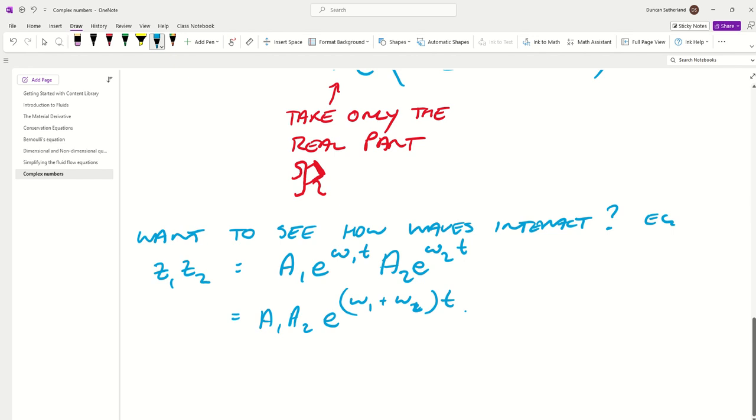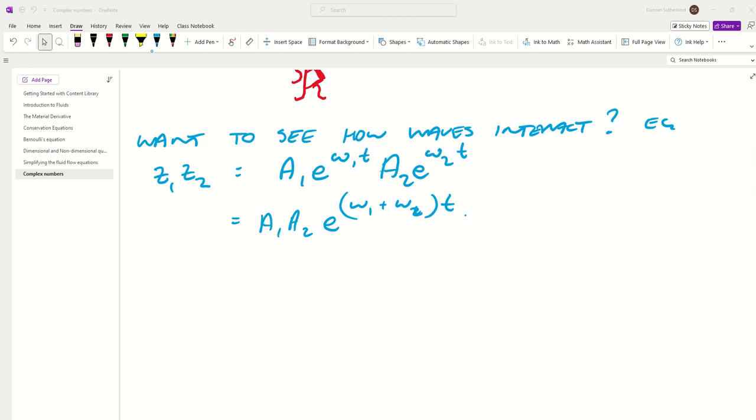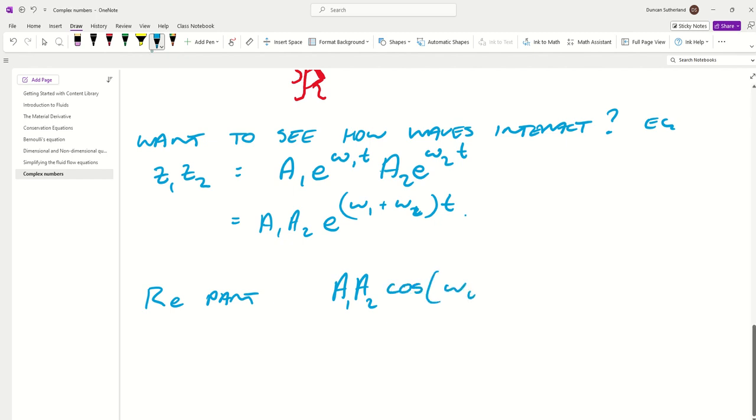Yeah, so what does that actually mean in practice? Well, you take the real part, and you see that you've got a wave with the amplitudes multiplied and the frequencies added up. Right, so that just makes your life so much easier than having to multiply a couple of cosines together and looking up the appropriate identities. So that's a fast enough recap of complex numbers for our purposes.